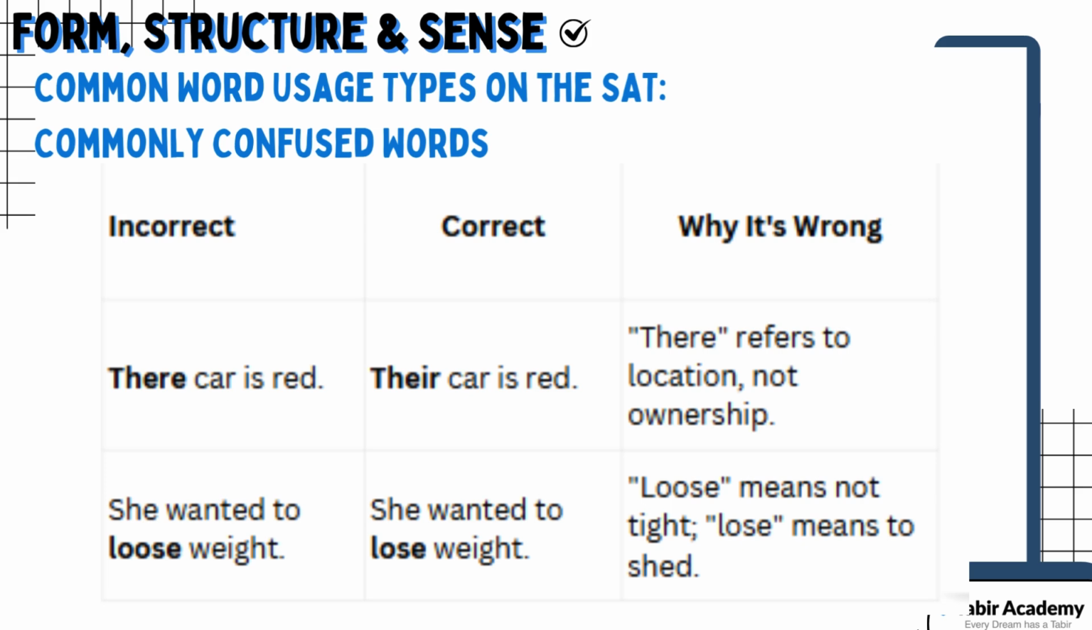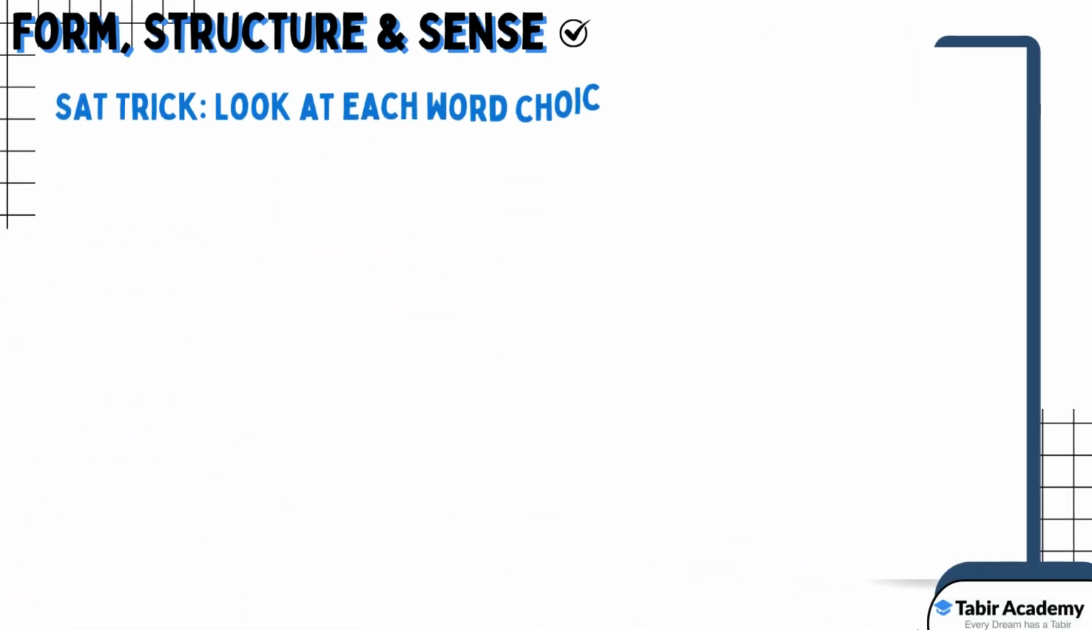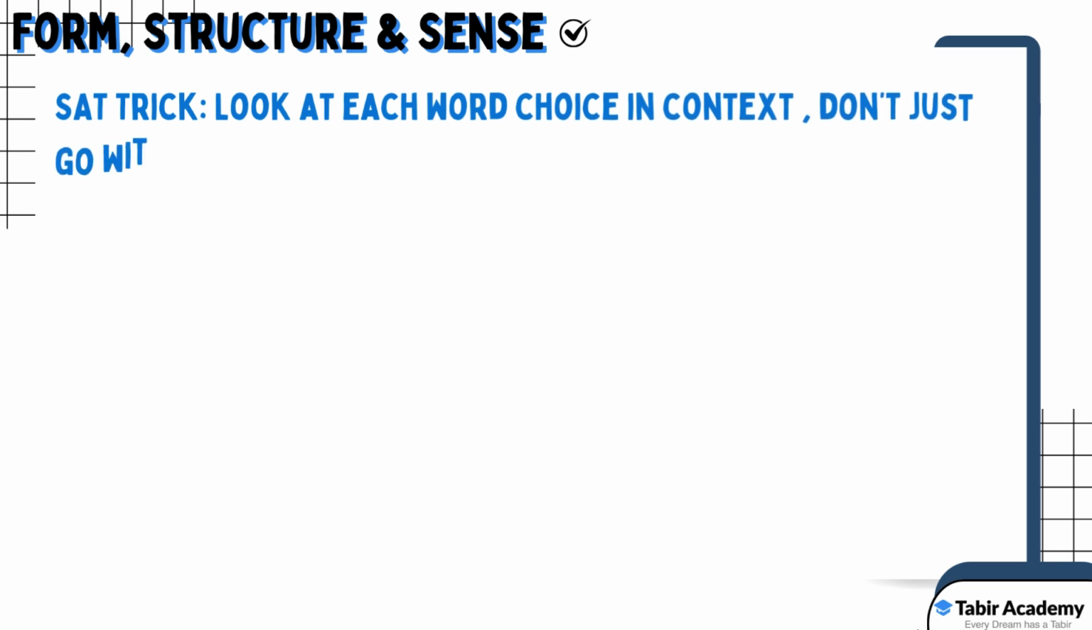She wanted to lose weight. The one with double O is wrong because loose means not tight. Lose means to misplace or fail to keep. Look at the word choice in context. Just don't go with what sounds right.